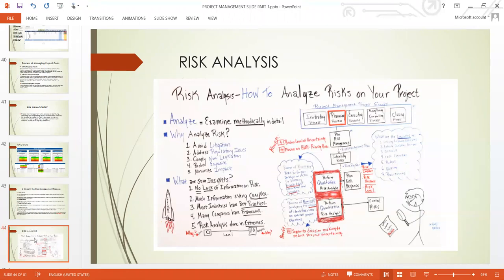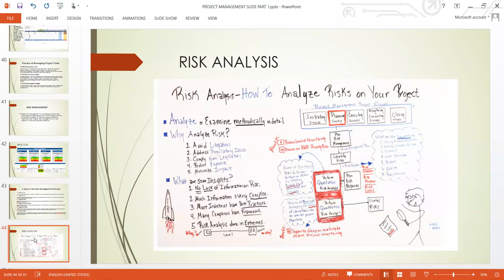I provided this picture to show how to analyze risk in real time. So risk analysis is how to analyze the risk of your project. When you analyze, you examine methodically in detail. Then why?